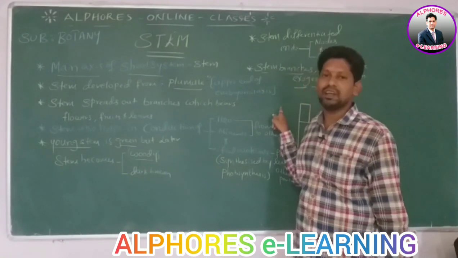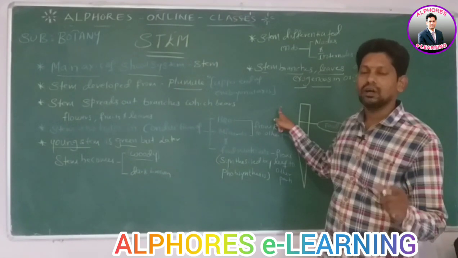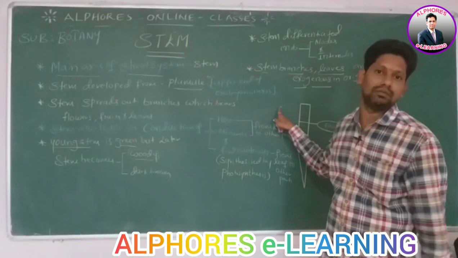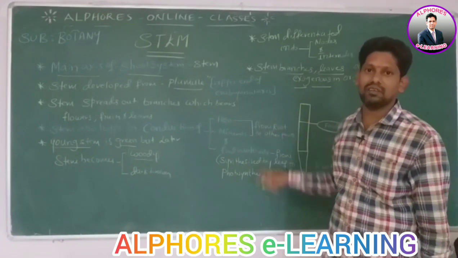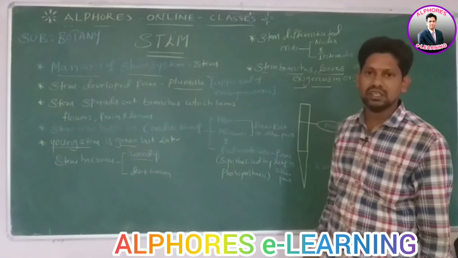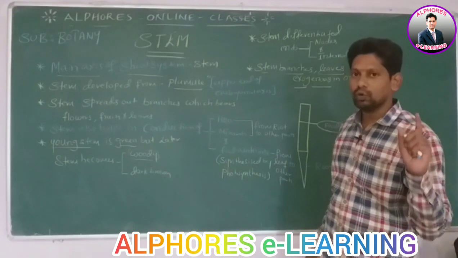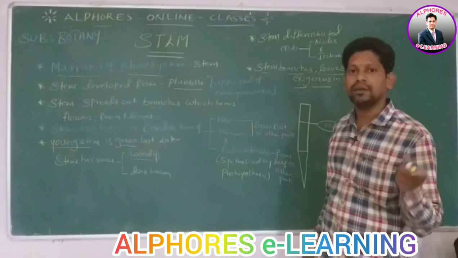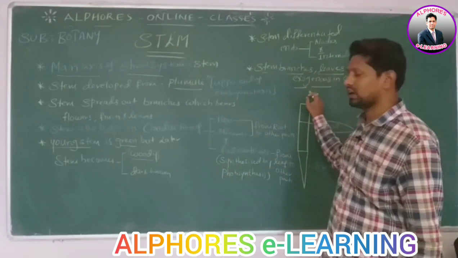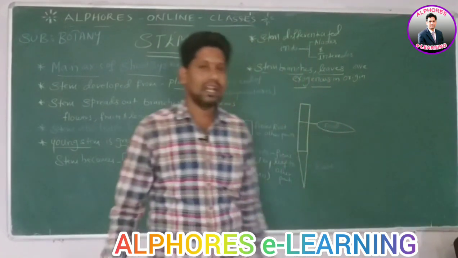Now we already discussed root. Root branches are endogenous in origin because root branches are developed from pericycle. Pericycle is a part of stele. We already discussed this statement. Therefore, root branches are endogenous in origin, whereas stem branches and leaves are exogenous in origin.